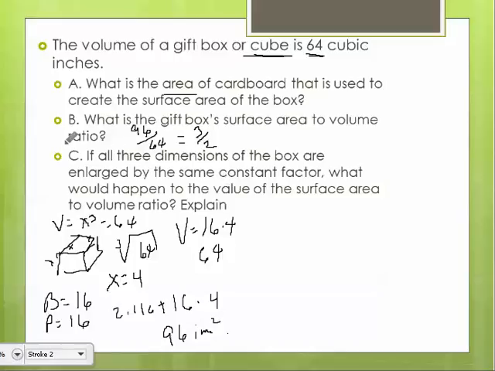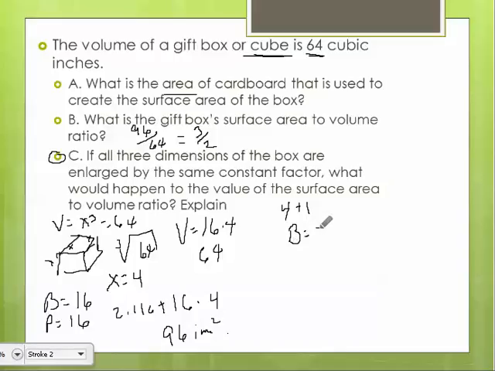C is an interesting question, and it's where I wanted to get to. It says, if all three of the dimensions of the box are enlarged by the same constant factor, what would happen to the value of the surface area to volume ratio? Well, I think the easiest way to show this is, let's just say the dimension is a 4 right now, we added 1 onto it. So we would have a 5.